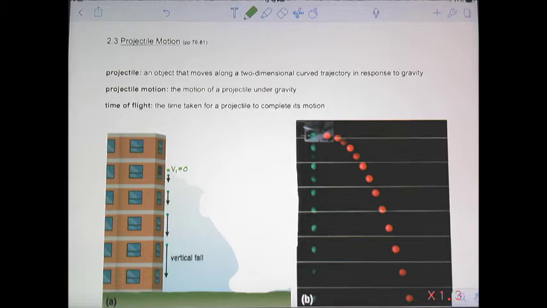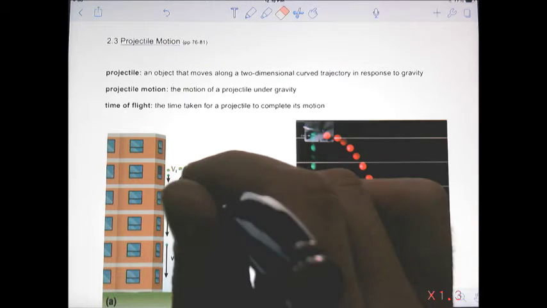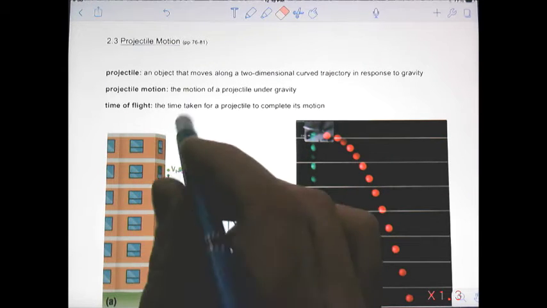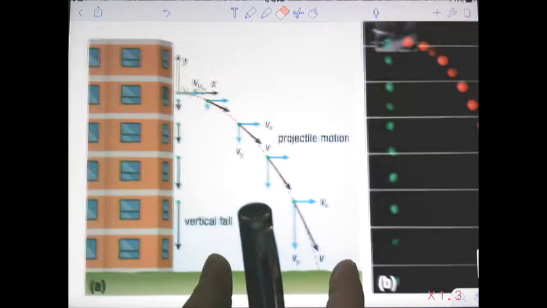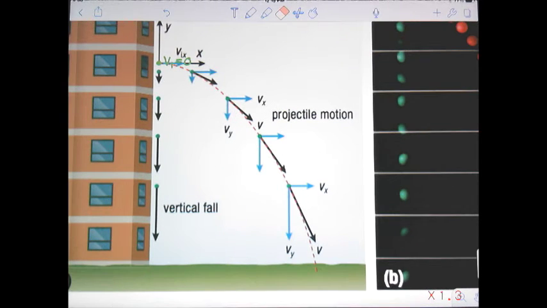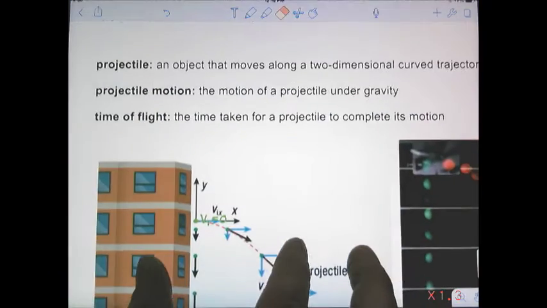If we were to launch this ball from the window with a horizontal velocity, it would take a new path. And the new path that it would take is this red dashed line in this diagram. This trajectory, this pattern that some of you might even anticipate, is a pattern that is experienced by objects that are undergoing projectile motion. So let's take this moment to define what projectile motion is.